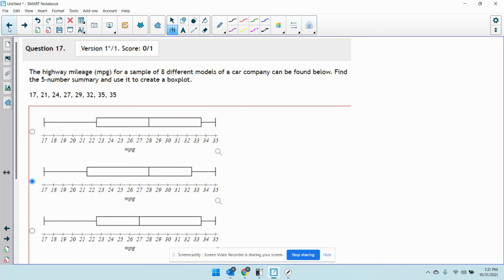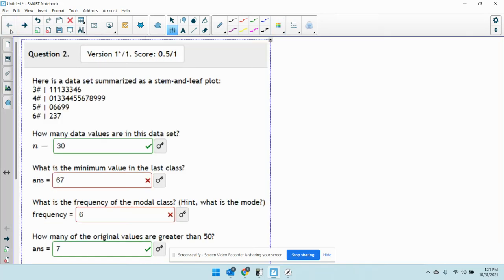Right, so let me go back to the first one you sent me. So here's a data set summarized in a stem and leaf plot below. So we have this many numbers fall within the 30 range, the 40 range, the 50 range, and the 60 range. It seems obvious you know how to read this. So it says, what is the minimum value in the last class?